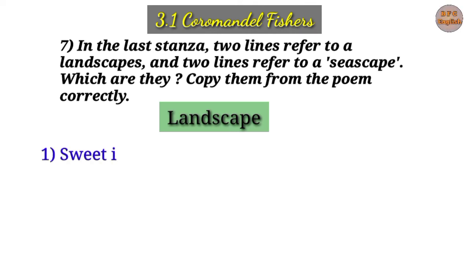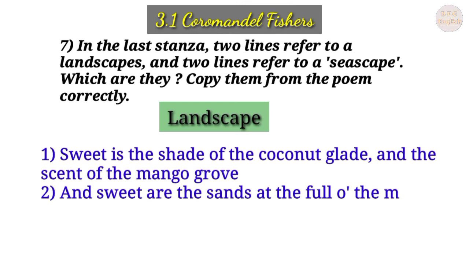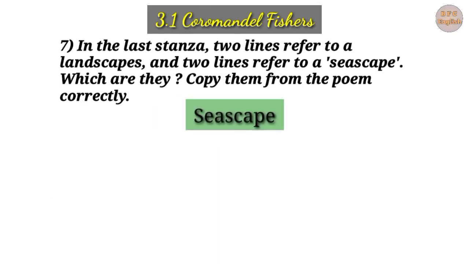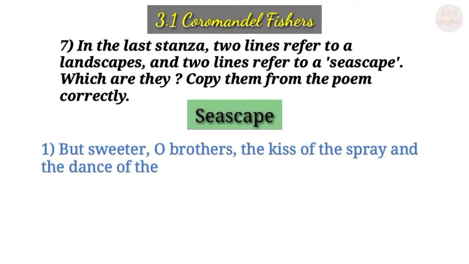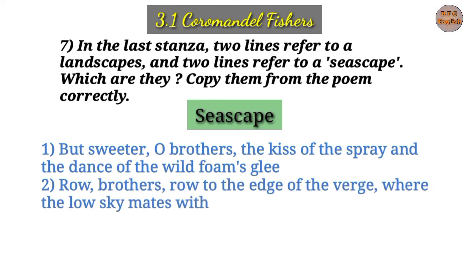Landscape 1. Sweet is the shade of the coconut glade and the scent of the mango grove. 2. And sweet are the sands at the full o' the moon with the sound of the voices we love. Seascape 1. But sweeter, O brothers, the kiss of the spray and the dance of the wild foam's glee. 2. Row, brothers, row to the edge of the verge, where the low sky mates with the sea.